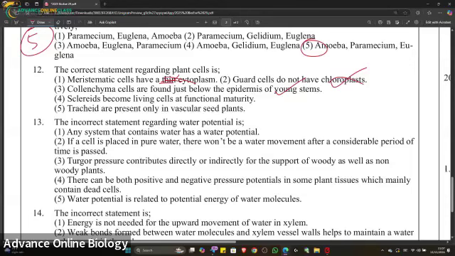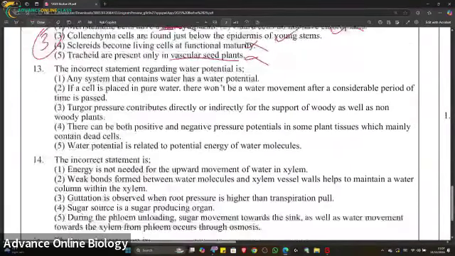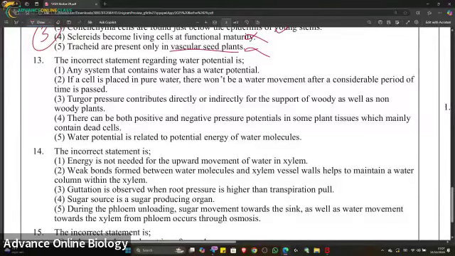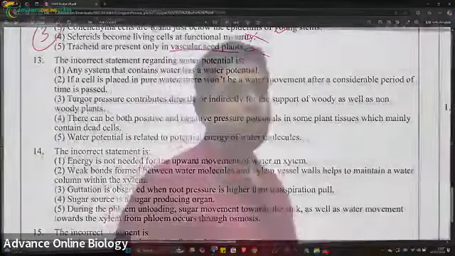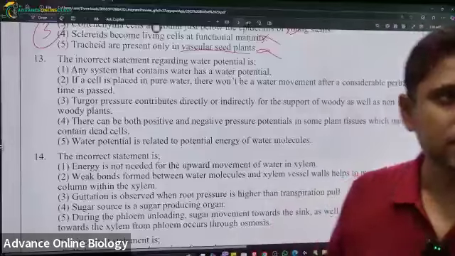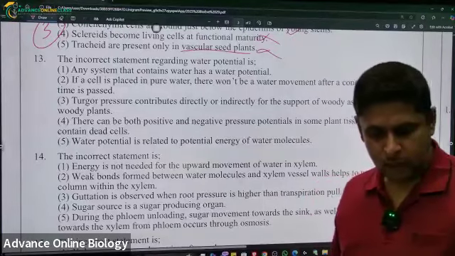And then sclerenchyma become living at functional maturity? No, they are dead cells. Tracheids are present only in vascular seed plants. Wrong statement. So we have the answer, people. What is the answer? Third one. For the 12th question, the third is the answer. Question number 13: the incorrect statement regarding water potential is. What is your answer for question number 13?